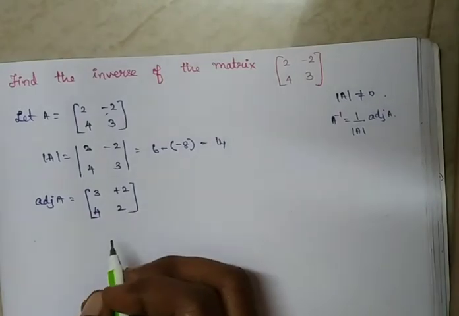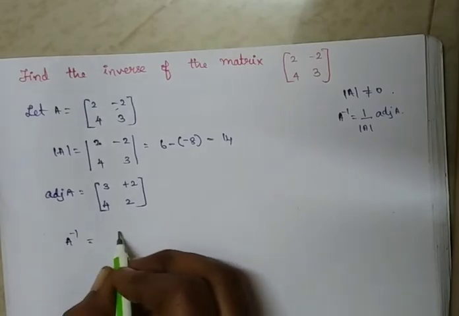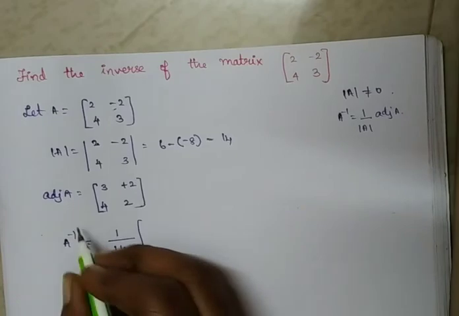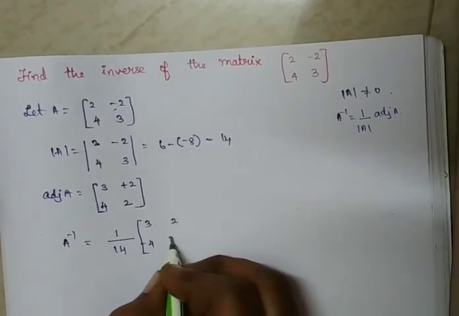Now the adjoint matrix is there. Now let us find A inverse. So A inverse is equal to 1 by determinant value 14, this into adjoint matrix 3, 2, minus 4 and 2.